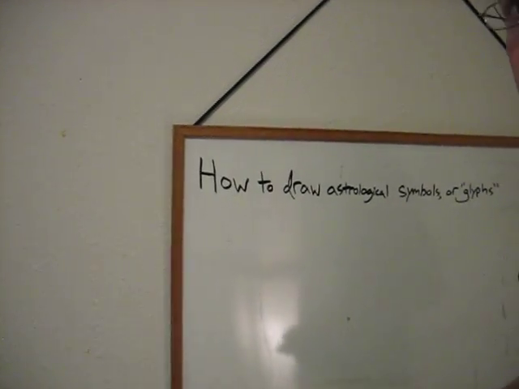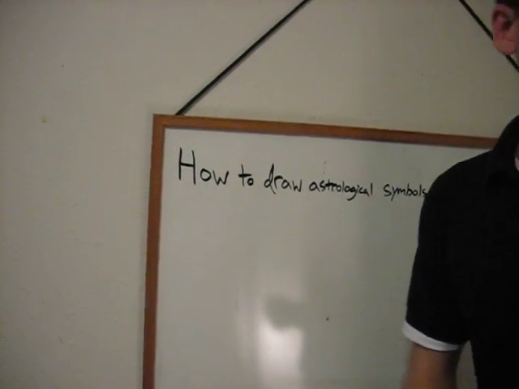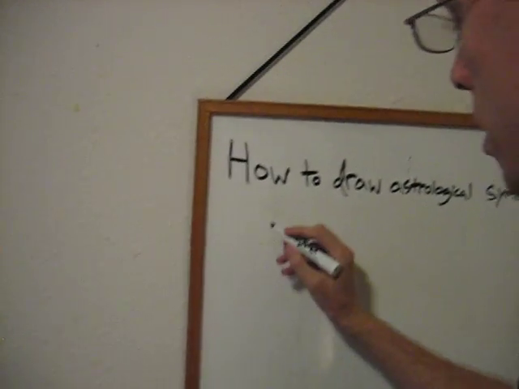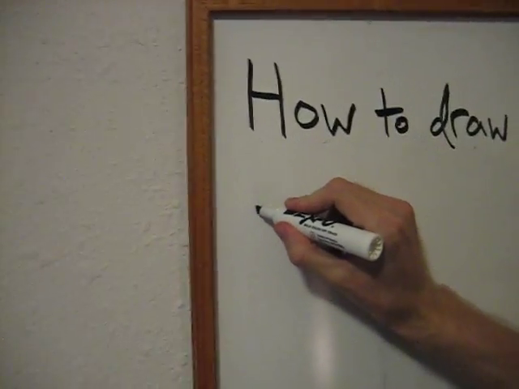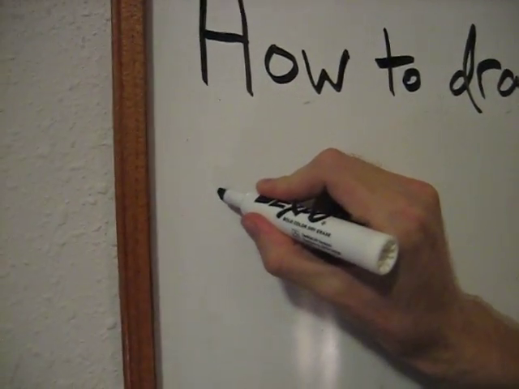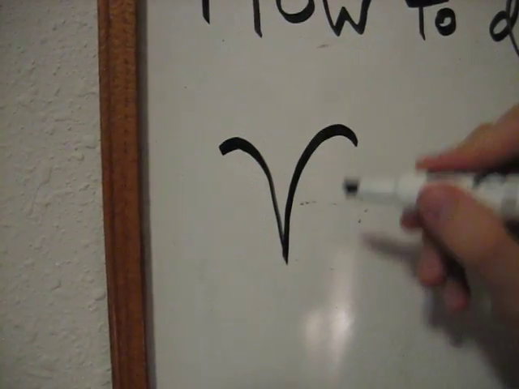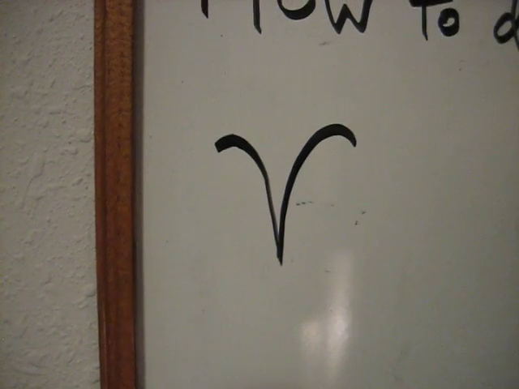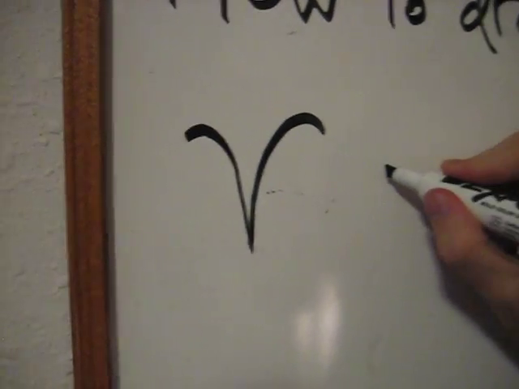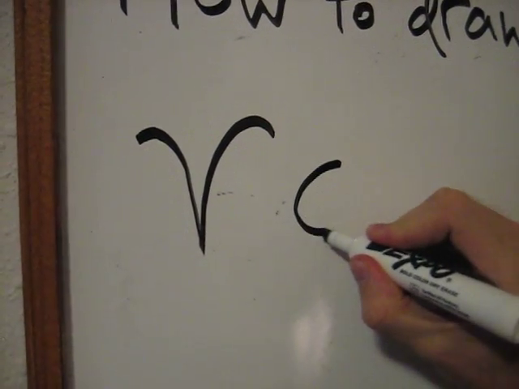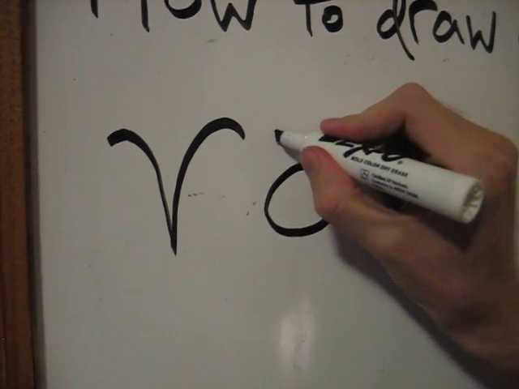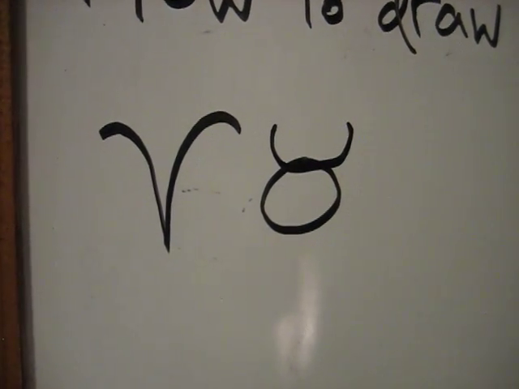Okay, so we'll start with the signs of the zodiac. The first sign is Aries. You start in the top left corner, one stroke down, and then back up. So it's like the horns of a ram. The next one is Taurus, the bull, which is a circle and then the two horns.